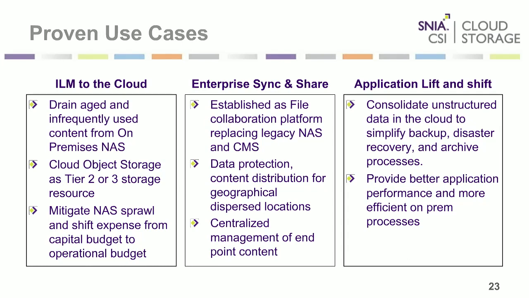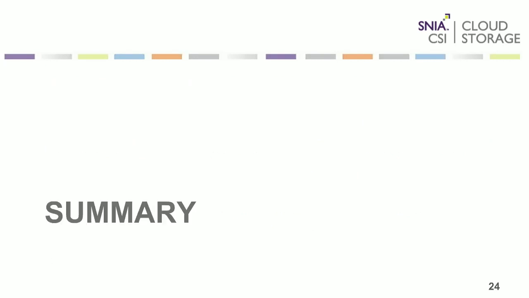Again, it simplifies a lot of the backups. Disaster recovery is a key use case along with archives. And overall, what it does provide is better application performance, because it alleviates a lot of the content that is on an application that no longer needs to be on the specific application; move it to the cloud. And in that practice, many times they gain better performance of the application overall. So those are the key use cases we have seen to date when it comes to the use of gateways with object storage in the cloud.